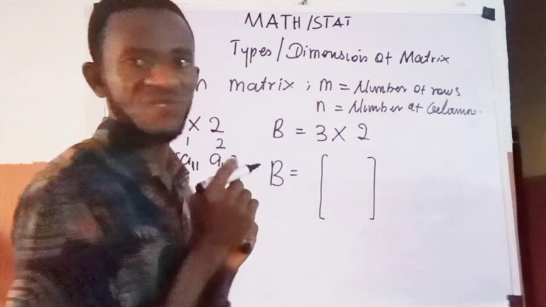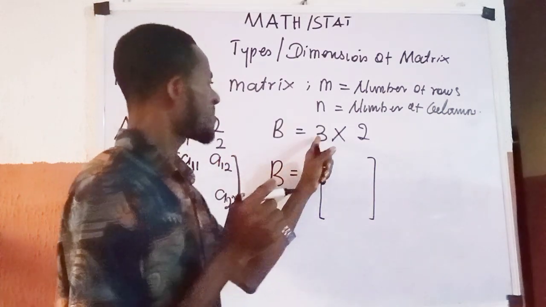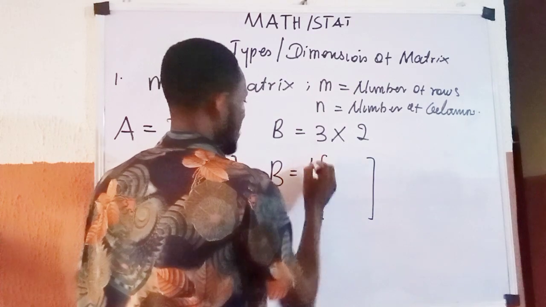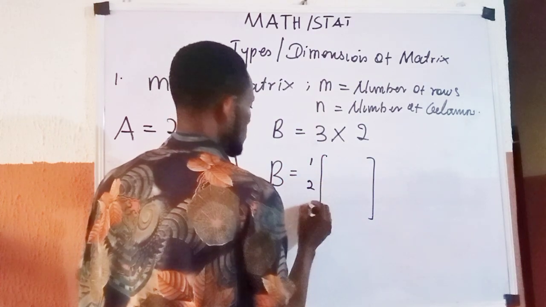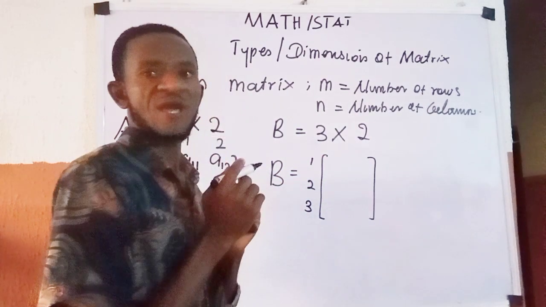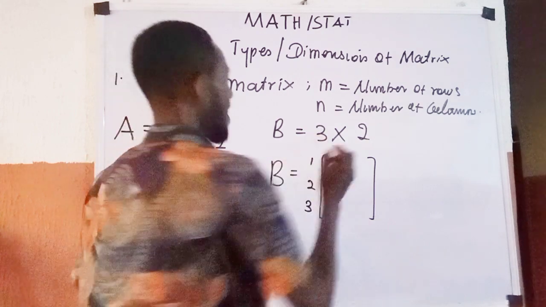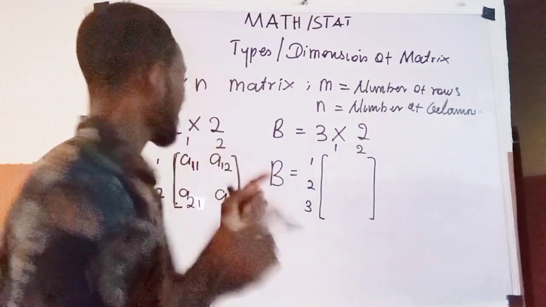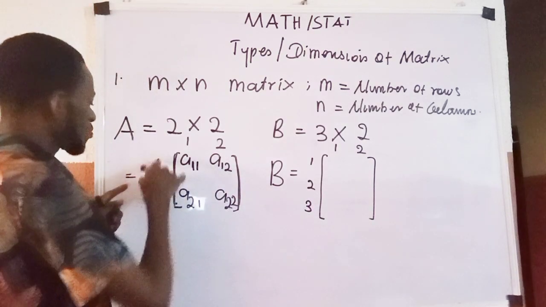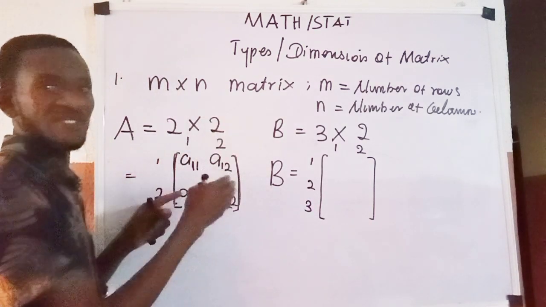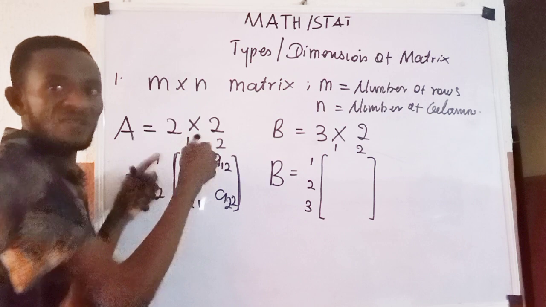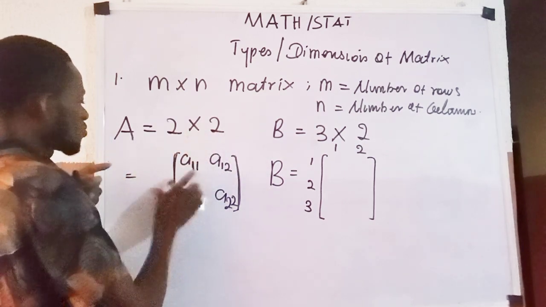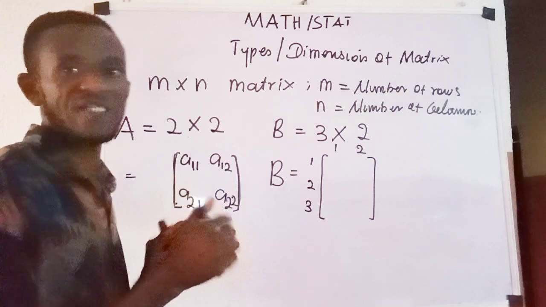We ask ourselves a question. How many rows are here? There are 3 rows. We now write 1, 2, 3. How many columns are here? We have column 1 and what? 2. And do remember that the moment you use this 1, 2, 1, 2 to locate the position of the entries of the matrix, you clean it off because it's not part of what you are asked to do. So this becomes your answer.